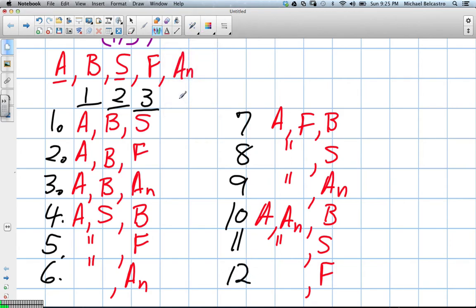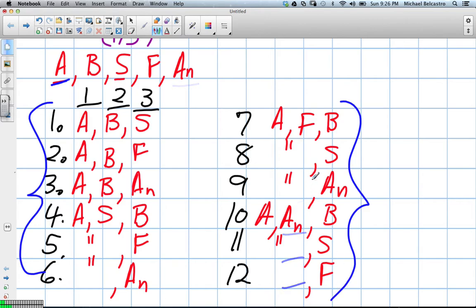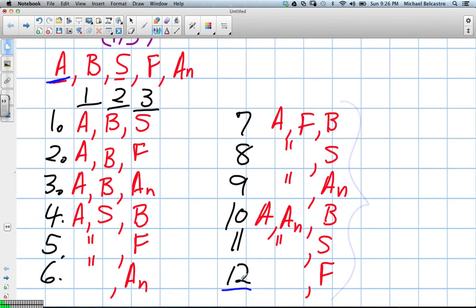So what I want you to notice now is we've actually exhausted Bill as second 3 times, Sean second 3 times, Francis second 3 times, and Andrew second 3 times. We've exhausted them all. So when Asif is in first, how many options are there altogether? 12. Then we have to repeat this entire process with Bill in first.